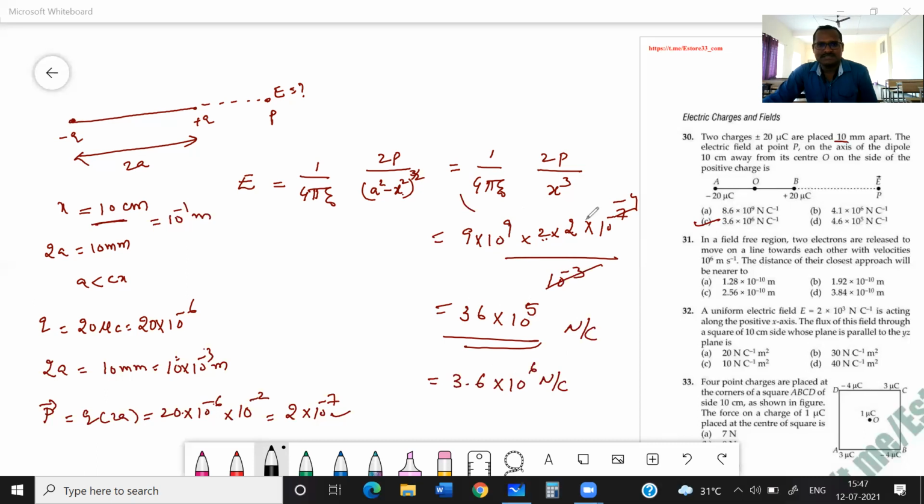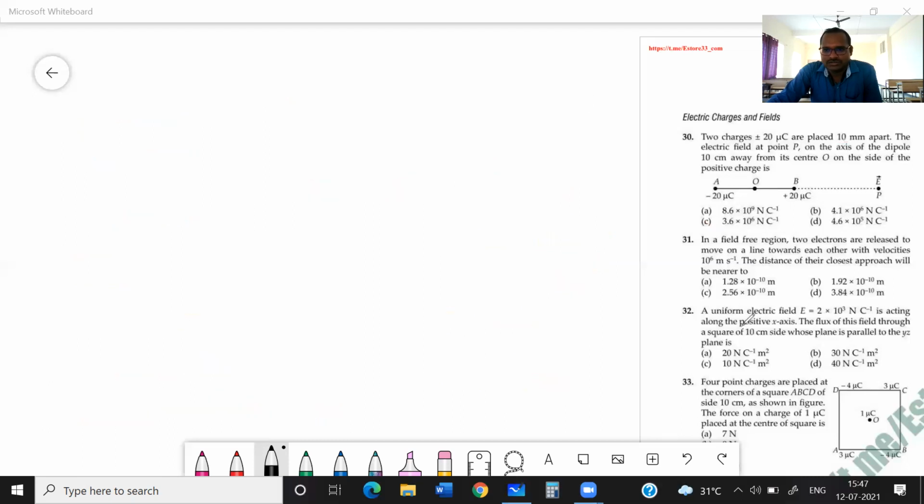Clear, students? Yes, a simple formula substitution question. Next, question number 31.